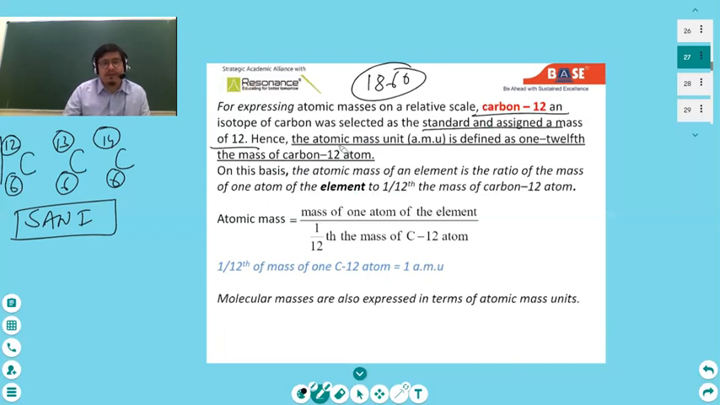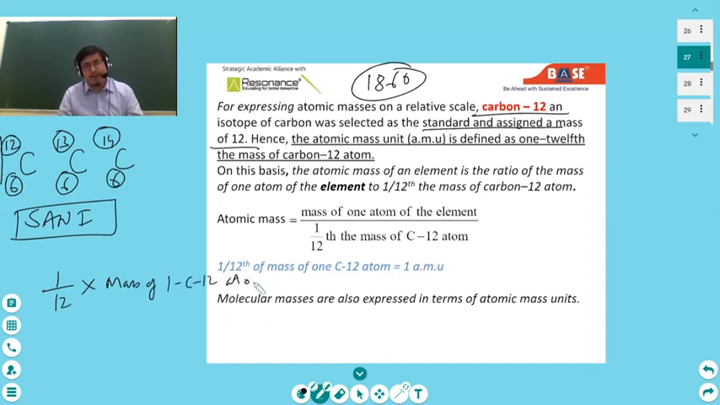So assigning the mass of 12, the atomic mass unit, short form AMU, is defined as 1 by 12th of the mass of 1 carbon 12 atom. So 1 by 12th mass of 1 carbon 12 atom is nothing but AMU, atomic mass unit.